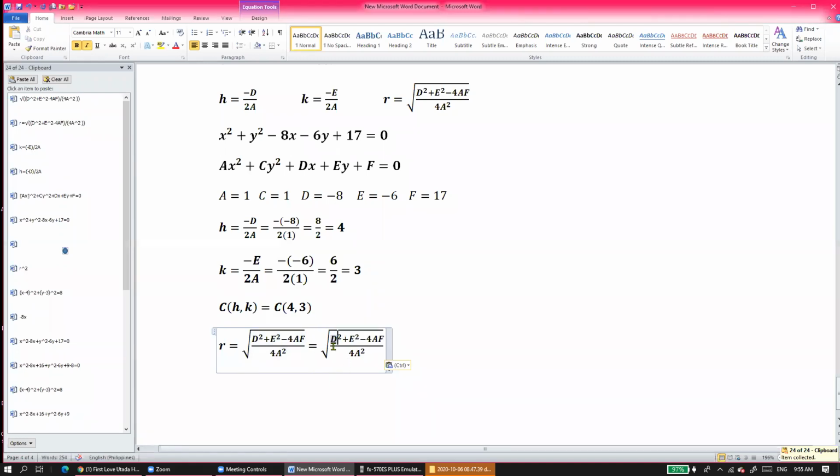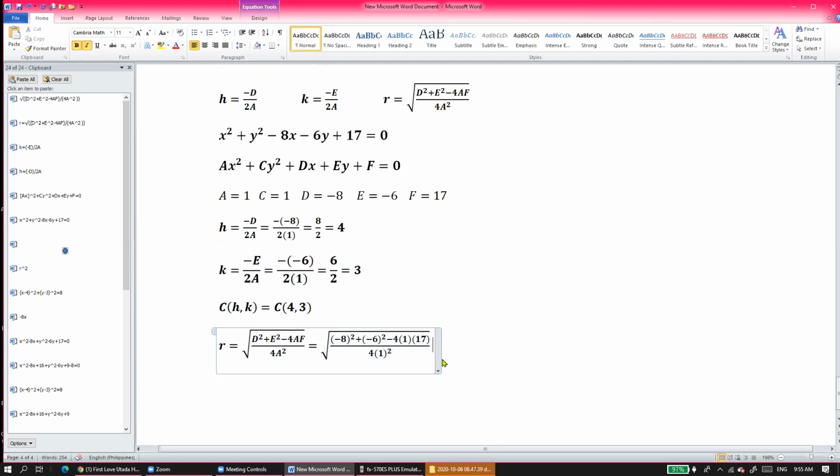Okay, ang value ng D, negative 8. Ang value ng E, negative 6. Ang value ng A, 1. Ang value ng F, 17. And then A is 1. So let us do it. Now, if we're going to use a calculator, let us see if it is 17 units, no? Dapat ang mahanap natin dito, 17 ba? I think 2 square root of 2 ang sagot natin kanina, no? 2 square root of 2.